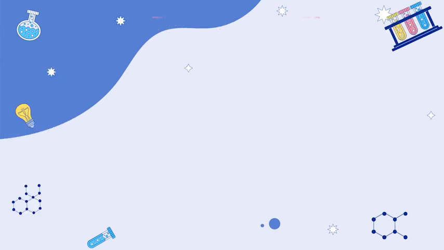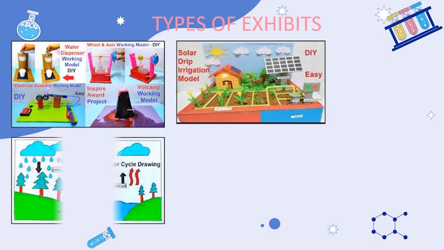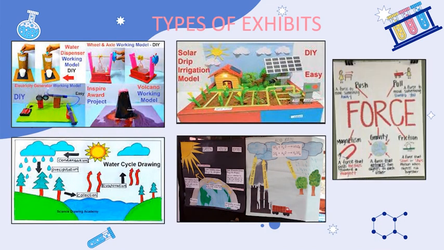The pictures that you all can see on your screen are of different exhibits that are being prepared by the students to be put on during the science exhibition so that the people arriving in the science corner can have a look and learn from it.